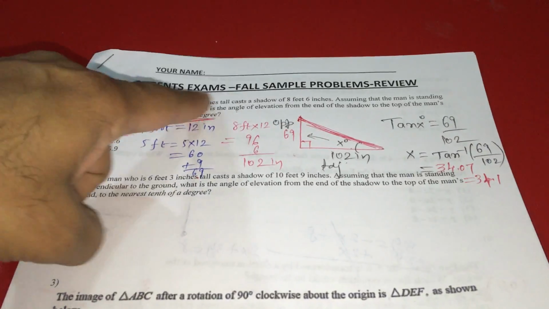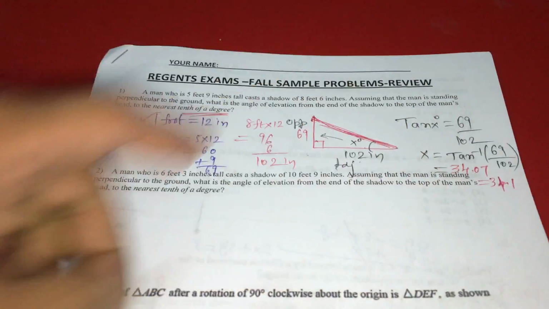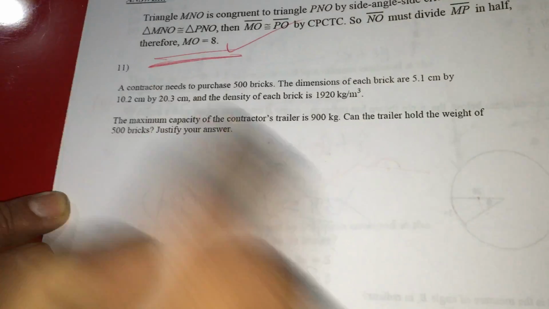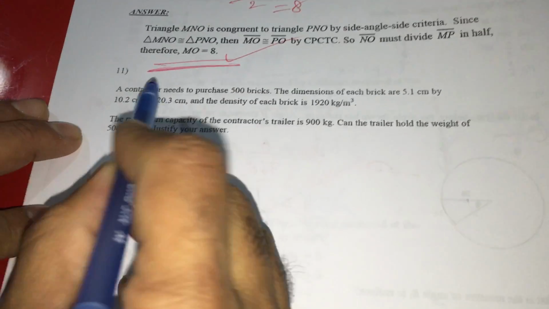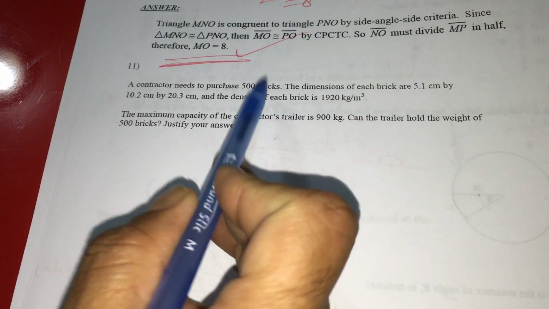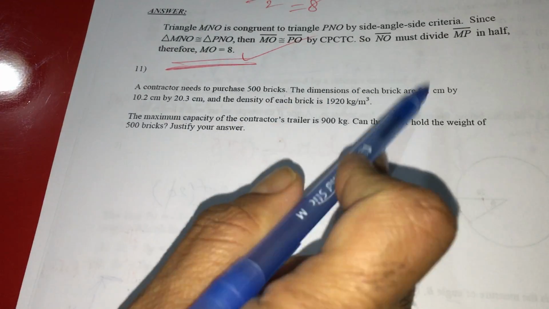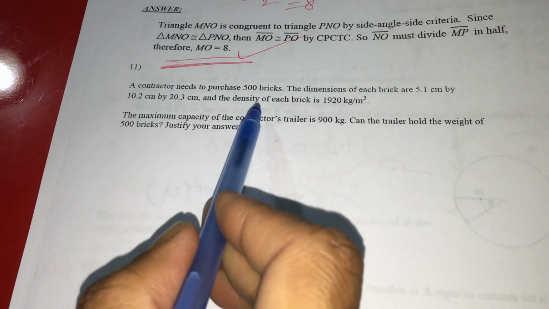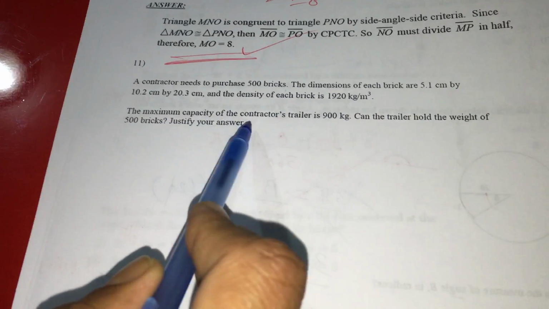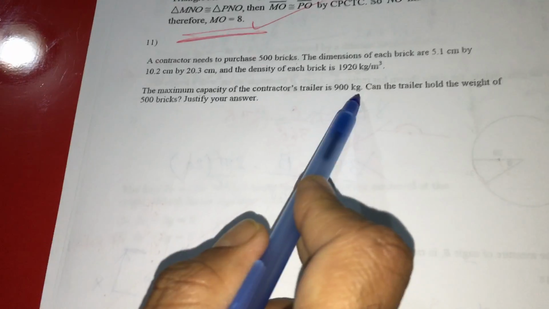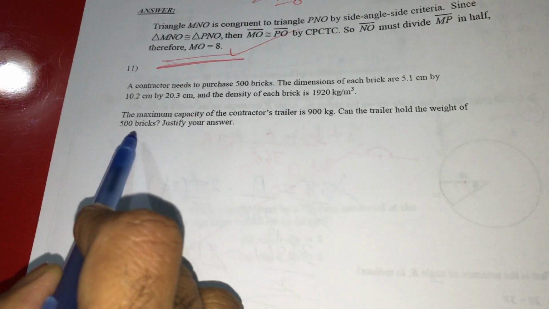Now, under this Regents exams fall sample problems review, we have problem number 11 and problem number 12, same type. Let me do 11th for you first. He's saying a contractor needs to purchase 500 bricks. Each brick has dimensions, length, width, height, like that. And the density is given, in kg per cubic meter. The maximum capacity of the contractor's trailer is 900 kg. Can the trailer hold the weight of the 500 bricks?